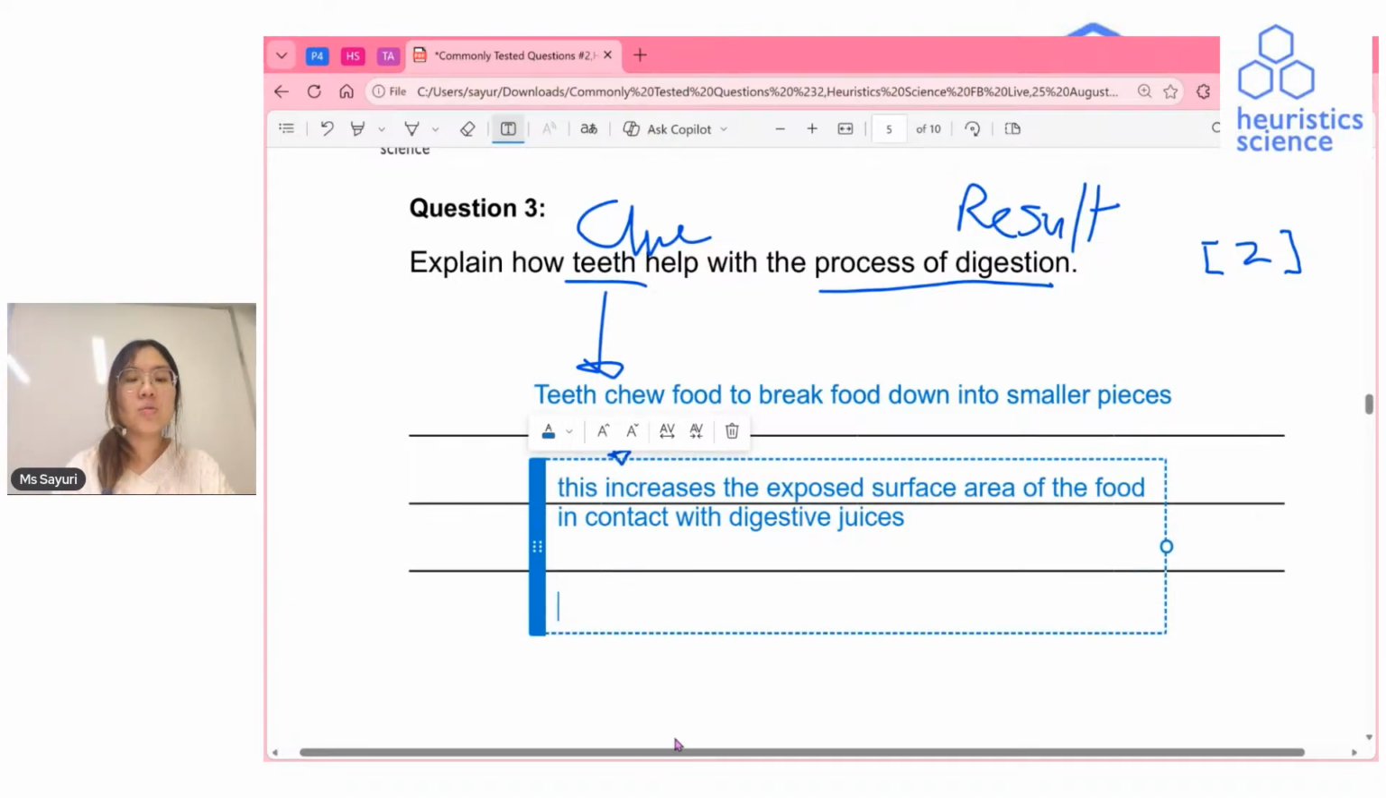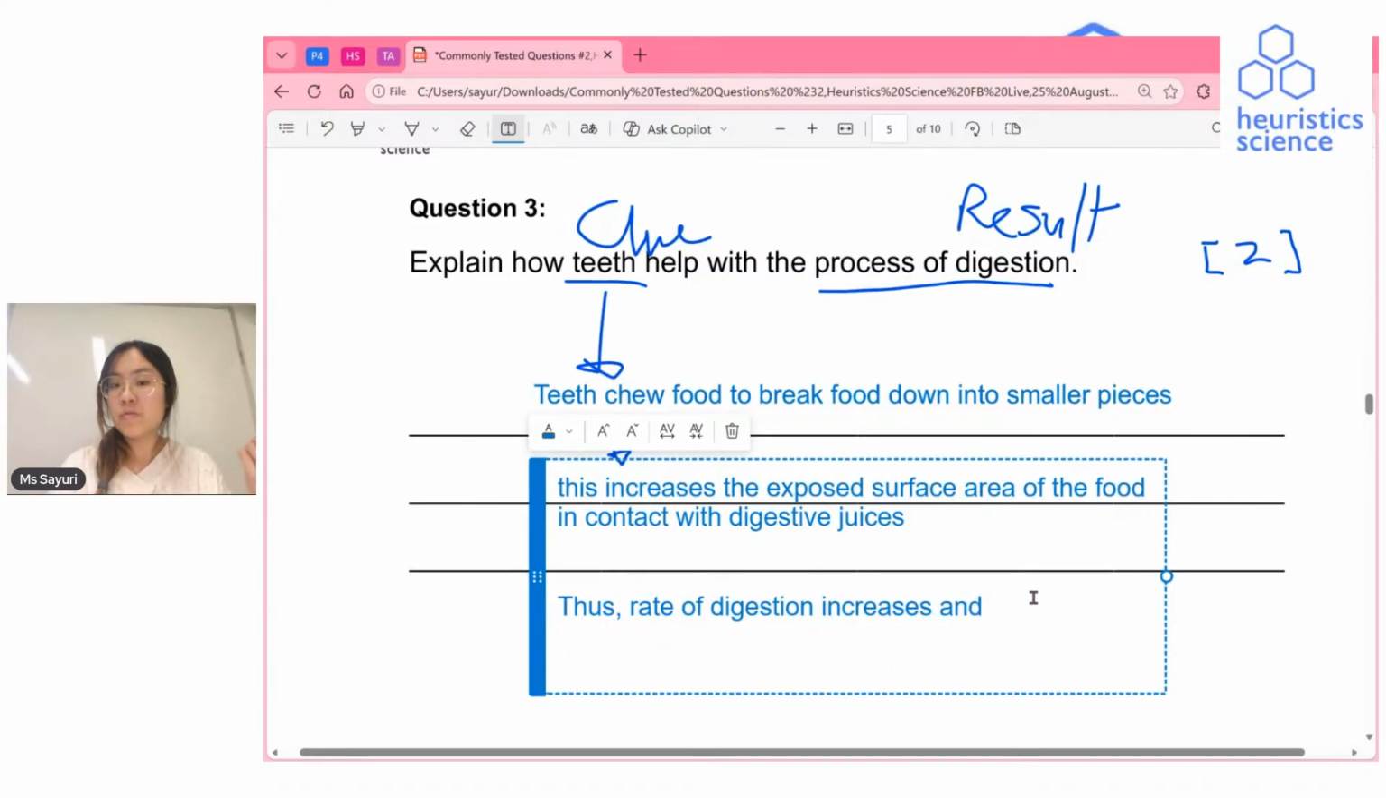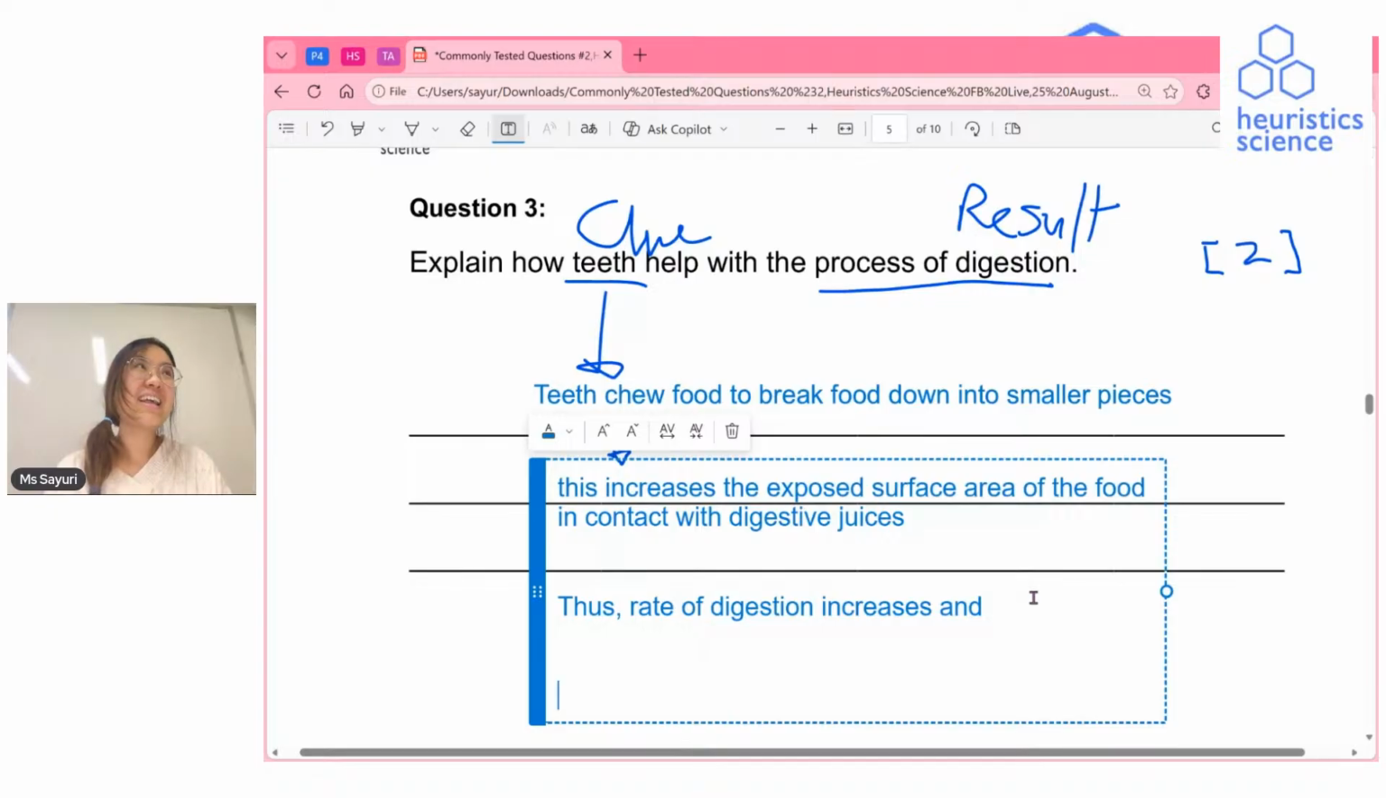Okay, and then what else do you write? You write 2 more points. Then the next point would be rate of digestion increases and process of digestion, and close it. Food breaks down into simpler substances. What am I saying? Time taken for food to break down into simpler substances.